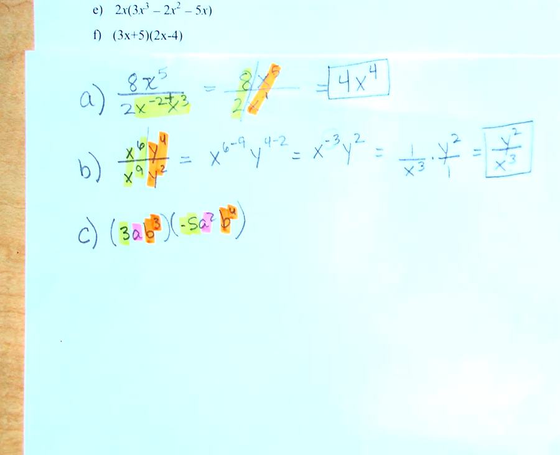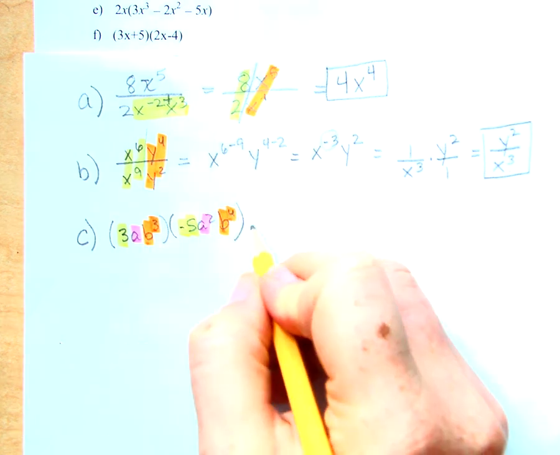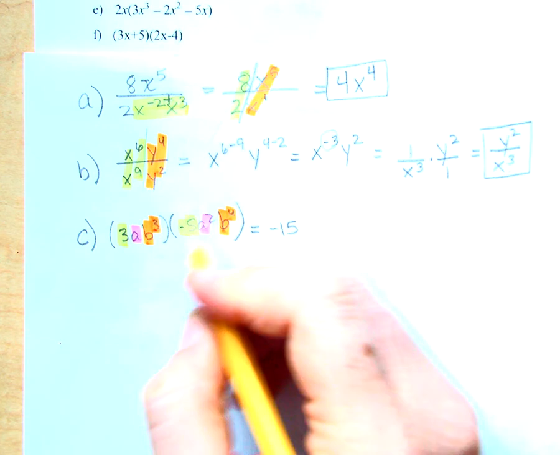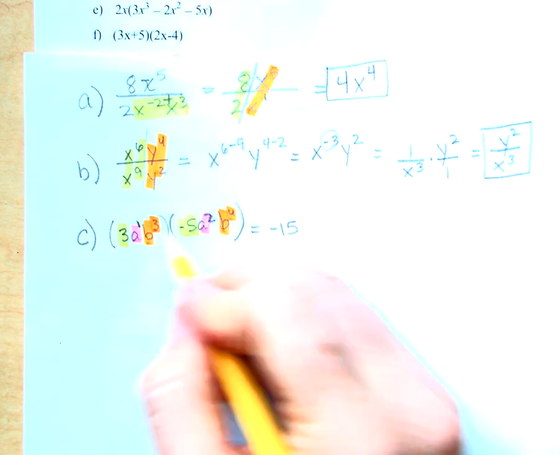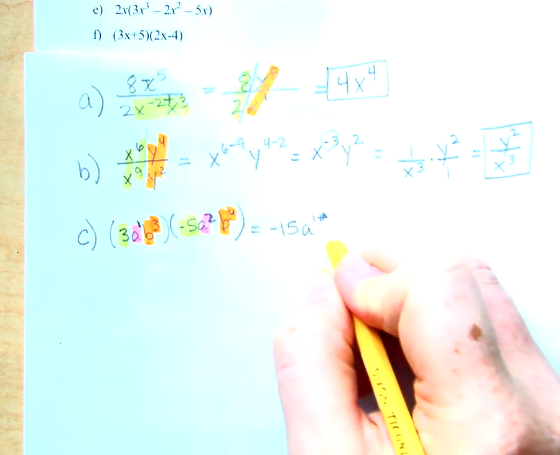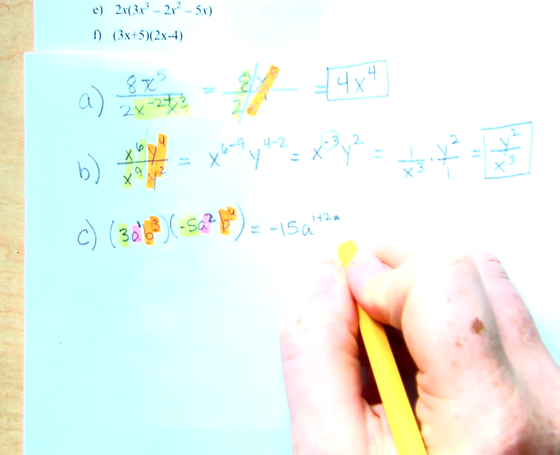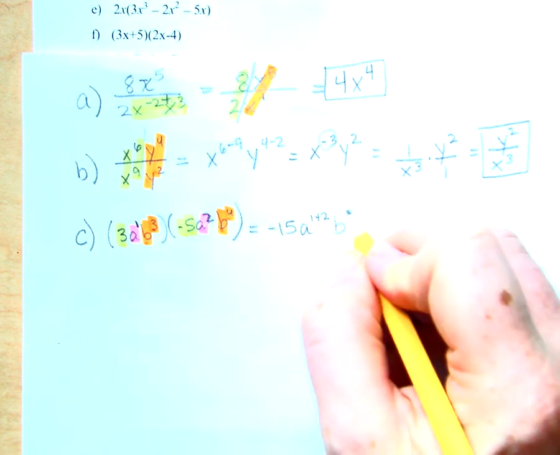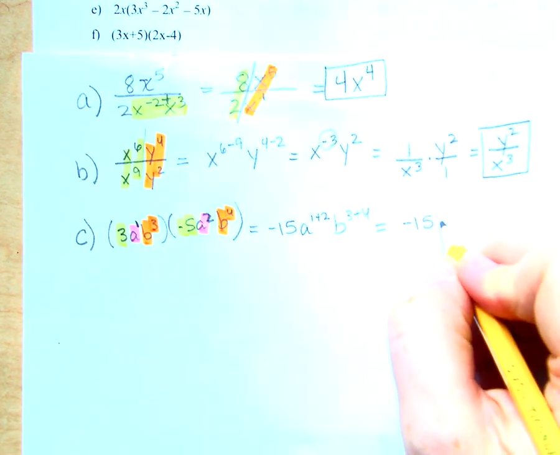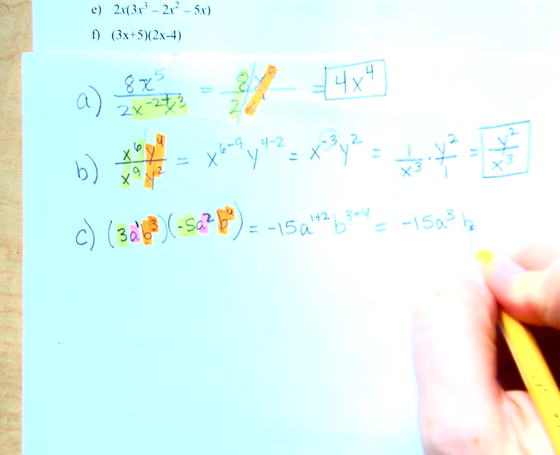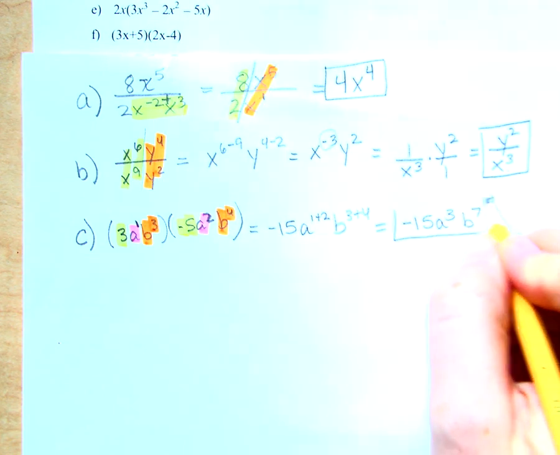Okay? So 3 times negative 5, that's negative 15. A to the 1st times a to the 2nd is a to the 1 plus 2, which is 3. B to the 3 plus 4 is 7. So this final answer is negative 15, a to the 3rd, b to the 7th.